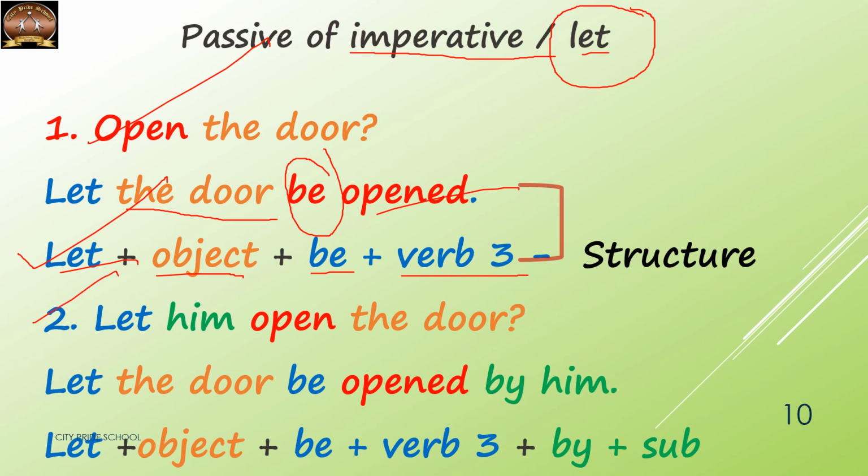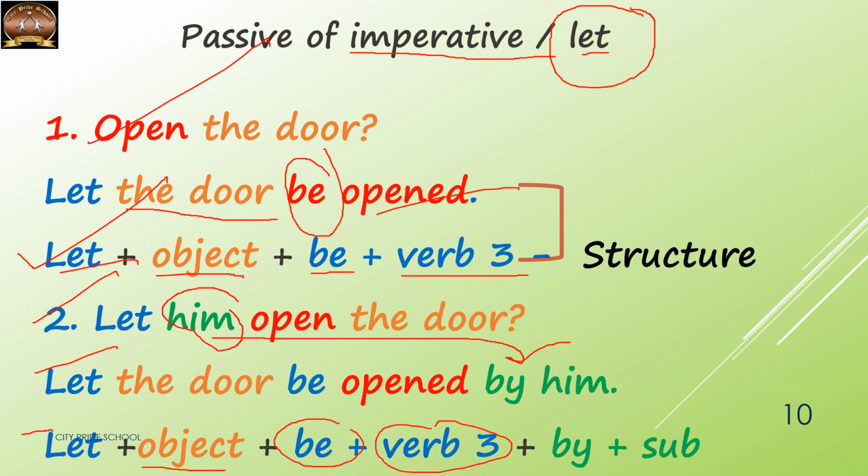is let him open the door. Now we have an additional word him, right? So the passive voice will be let the door be opened by him. Since we have a subject in the active voice, we should write it as the object in the passive voice, right? This structure is a little different from the structure of the first sentence. Let plus object, okay? Then the object will be followed by be, then the V3 form of the verb, and of course by plus the subject of the active voice.